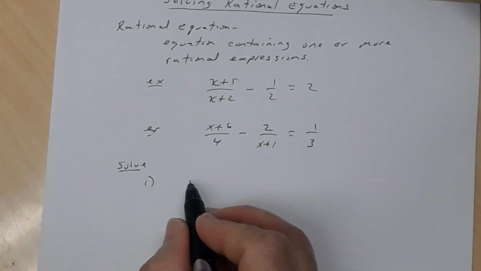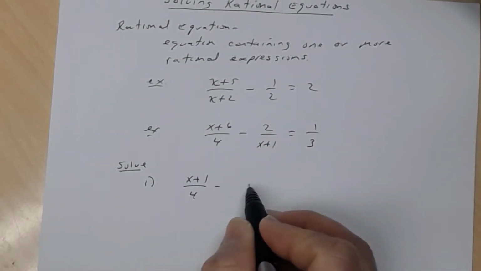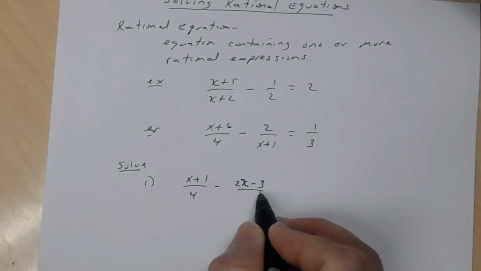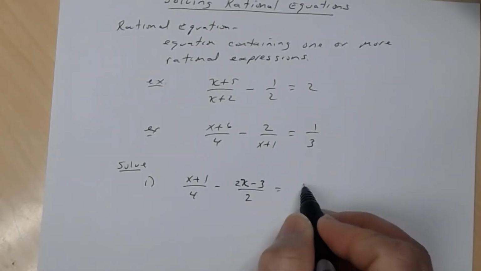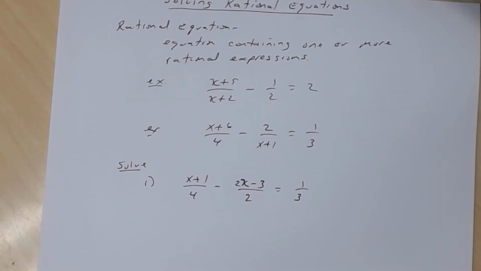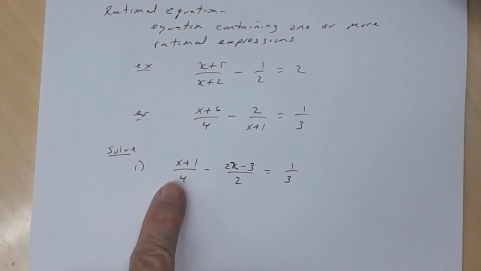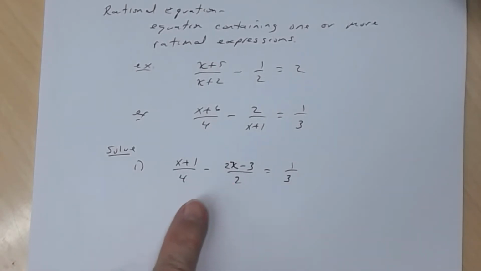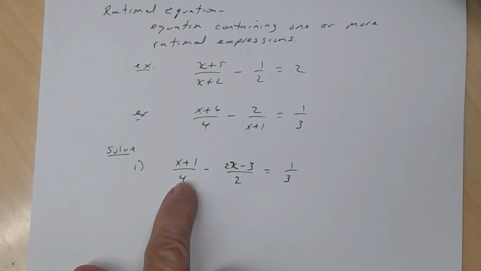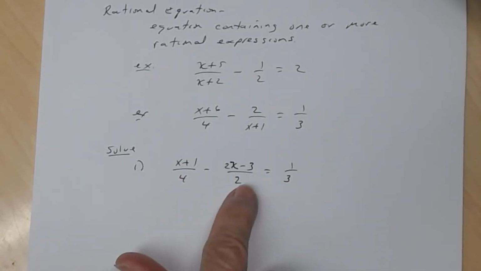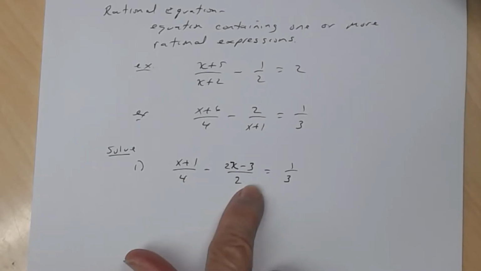So for example, number 1, let's suppose we had x plus 1 divided by 4 minus 2x minus 3 divided by 2 equal 1/3. Suppose I had this rational equation. Because it's made up of rational expressions, in fact, there are 3 rational expressions altogether. The first thing you want to do when solving a rational equation is you want these denominators to be 1s. See, these denominators are 4, 2, and 3. You want those to be 1s instead.